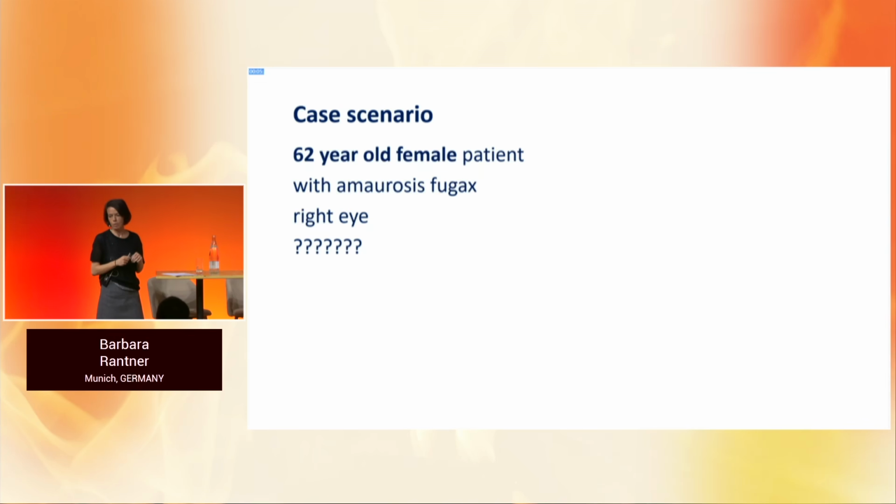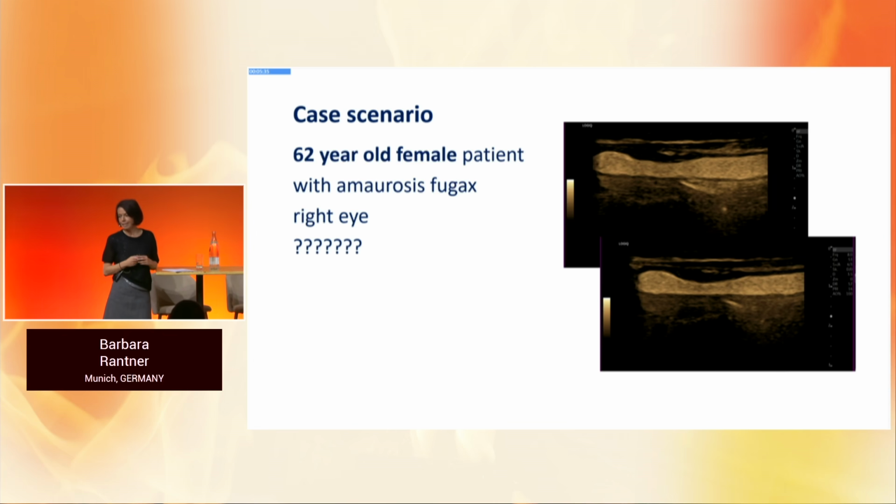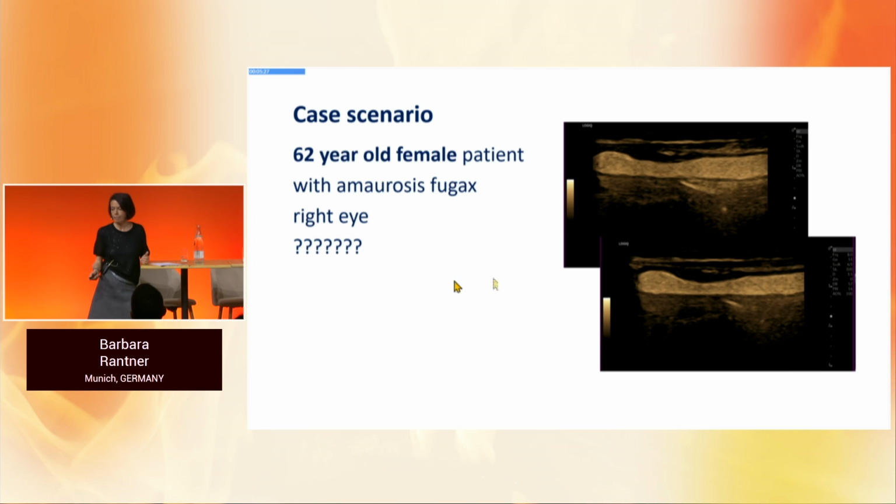And we're supposed to discuss the case of symptomatic carotid dissection. I want to start right away with my case. It was a 62-year-old, quite healthy female patient showing up in an external neurological department with amaurosis fugax on the right eye. She was admitted to our department, and we primarily did the ultrasound scan and saw these images.